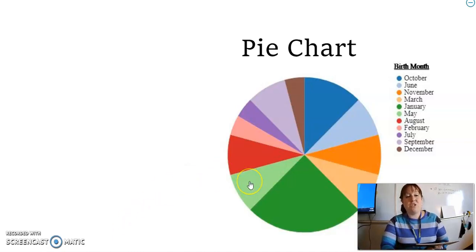A lot of times pie charts should be labeled, so you should have percentages in here if you want to be very precise. So pie charts are always used to show a percent of the whole sample. So all of the percentages in a pie chart should always add up to 100%.